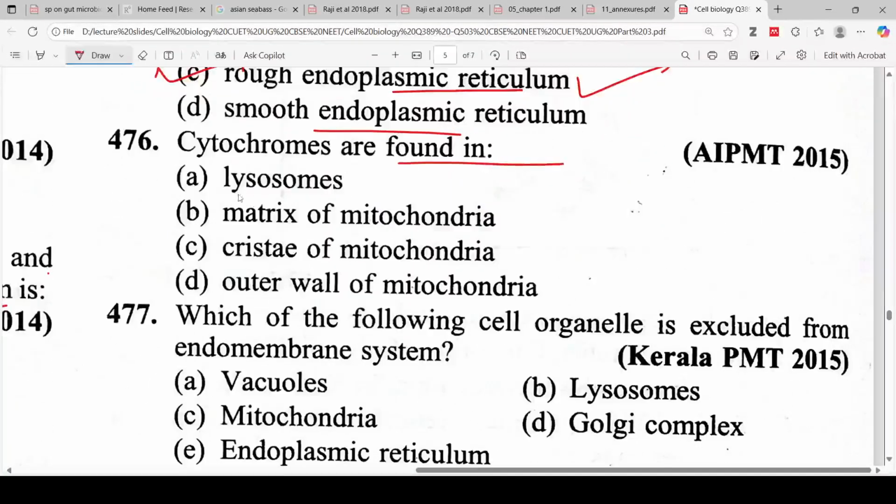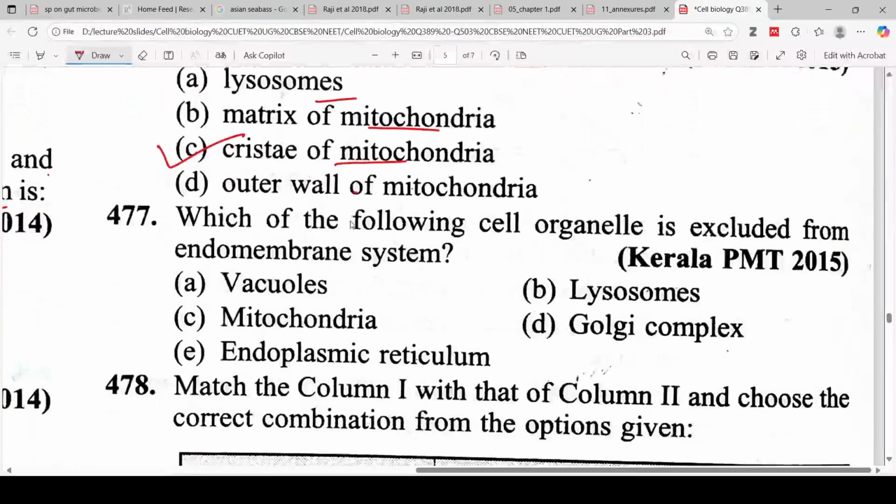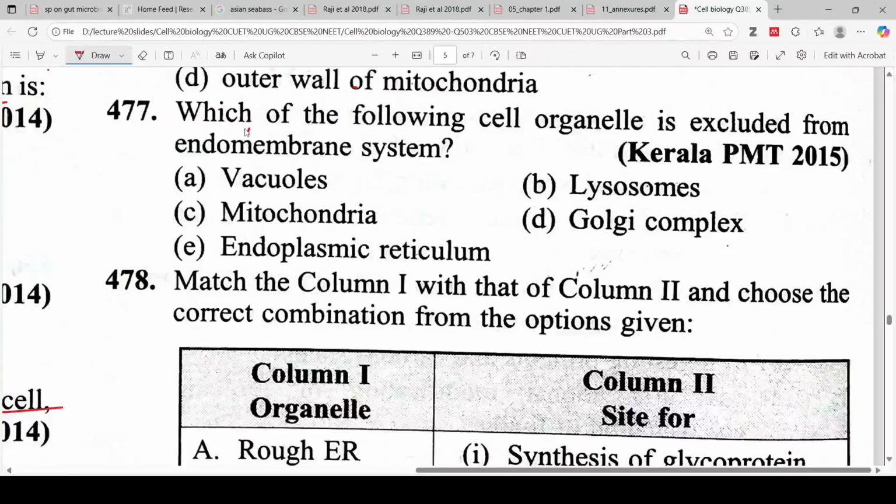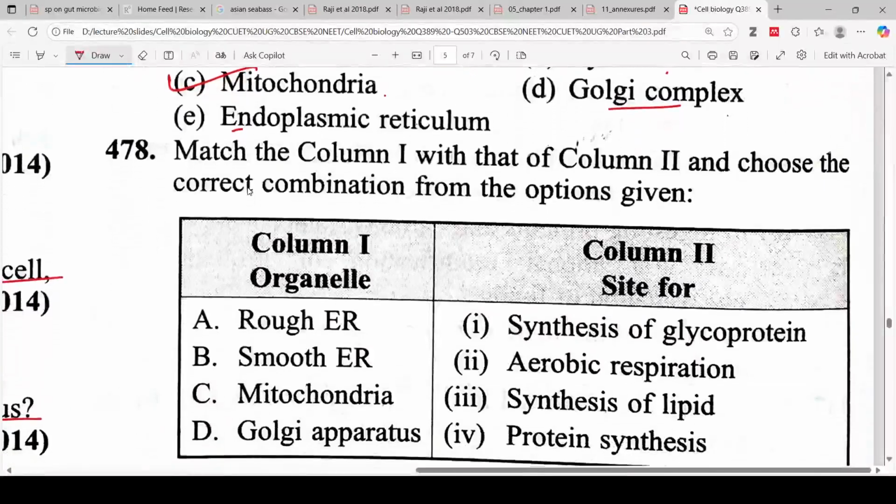Cytochromes are found in lysosome, matrix of mitochondria, cristae of mitochondria, outer wall of the mitochondria. So cristae of mitochondria will be the correct answer. Which of the following cell organelles is excluded from the endomembrane system? Vacuoles, mitochondria, lysosomes, Golgi complex, endoplasmic reticulum. Mitochondria is excluded from the endomembrane system.